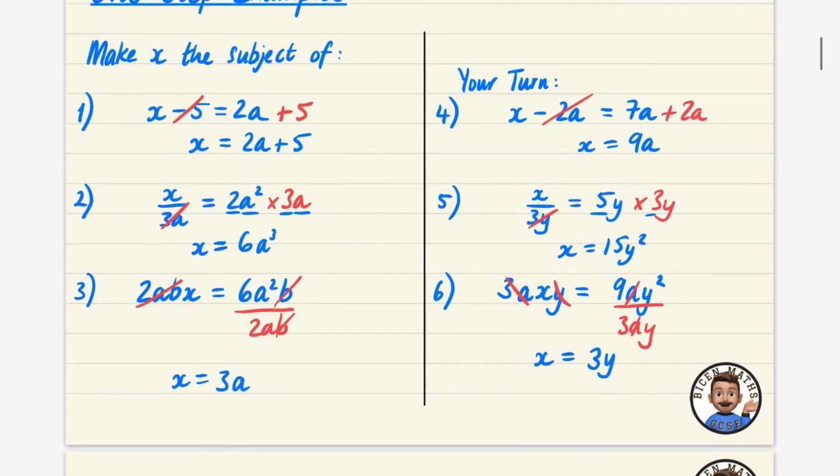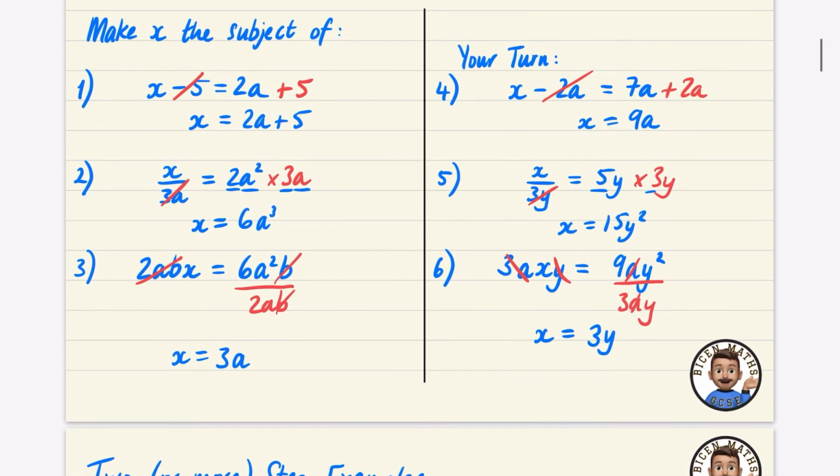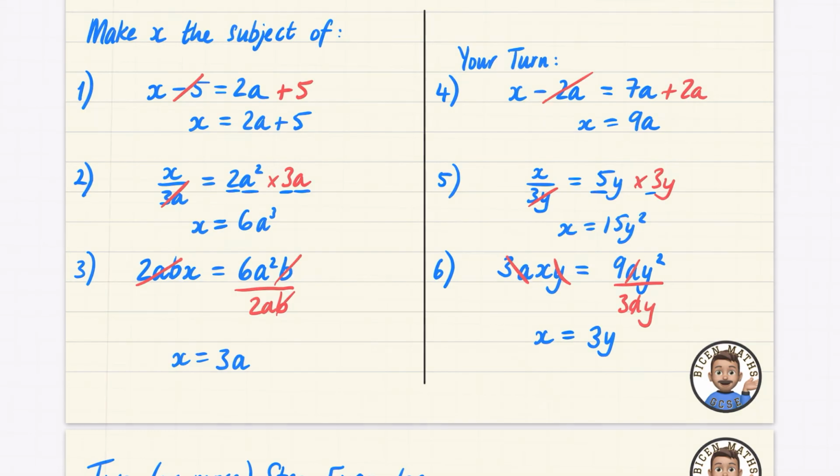So in the next video, we're going to make them a bit more complex, where we have 2 or more steps rather than just 1 step in this video.